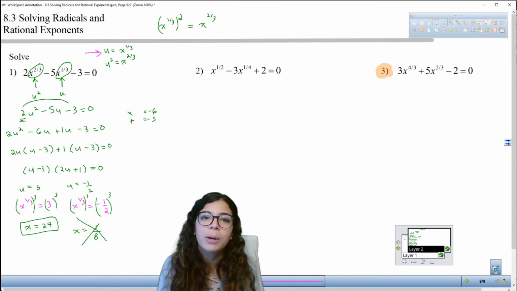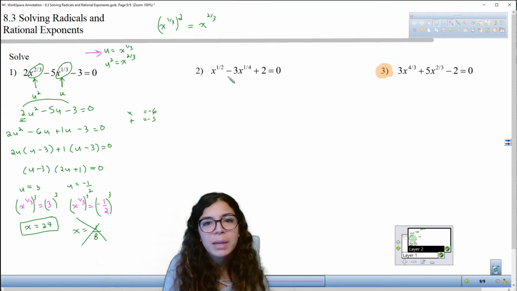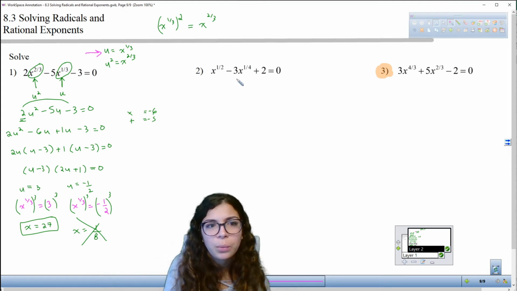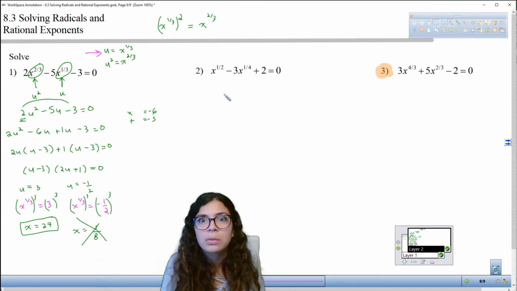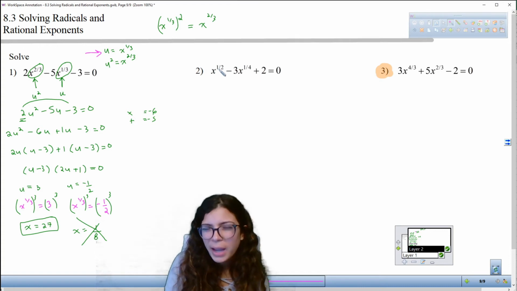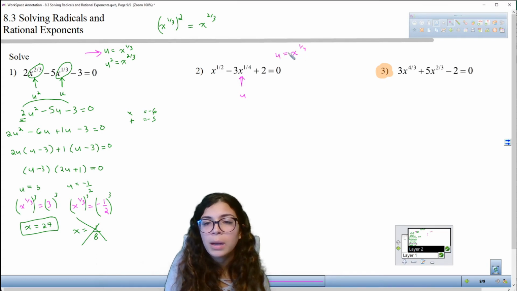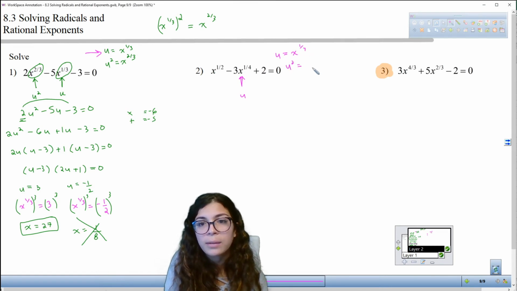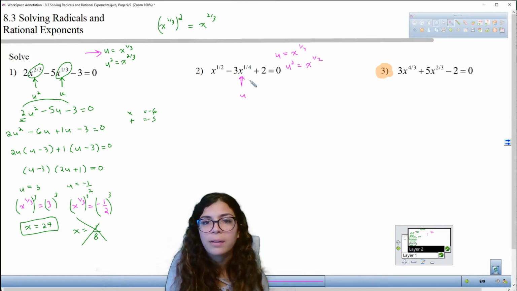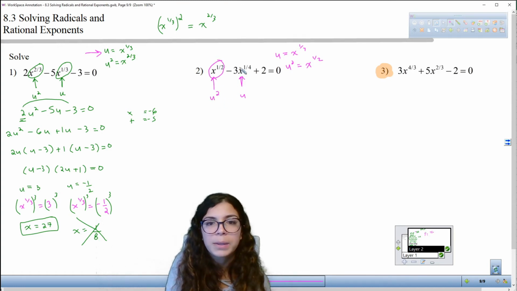All right, let's try one more. Now, this one might seem like, oh, well, that's not going to work because 1/4 times 2 is 2/4. But yeah, 2/4 is 1/2, right? So u is the x to the power 1/4, and then x to the power 1/4 raised to the power of 2, u squared, right? If I square this, I will get x to the power of 1/2. So I will replace x to the power of 1/2 with u squared, and x to the power of 1/4 gets replaced with u.